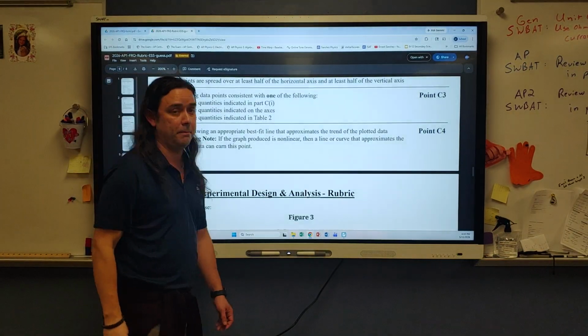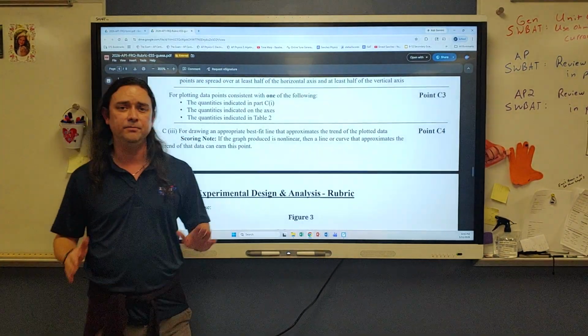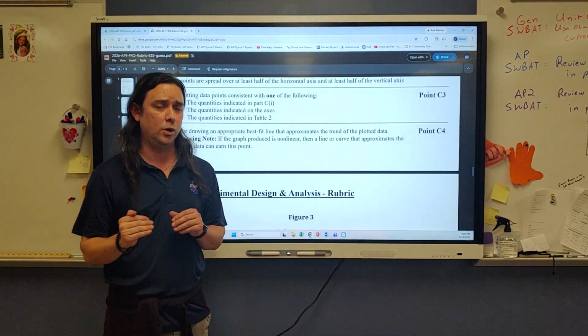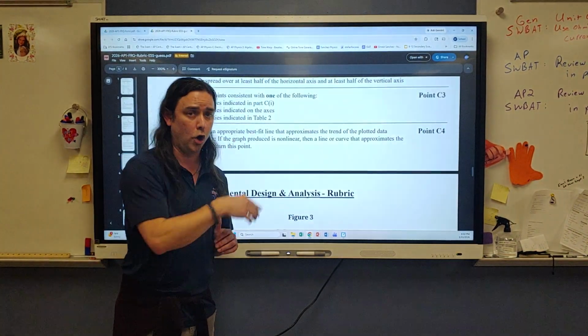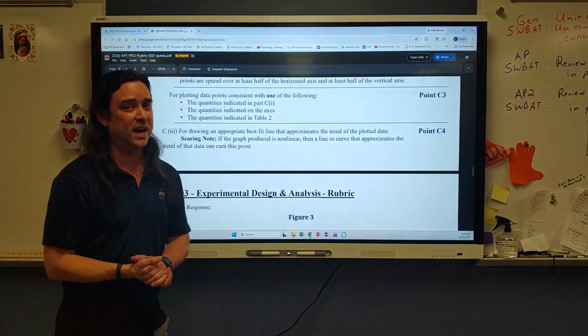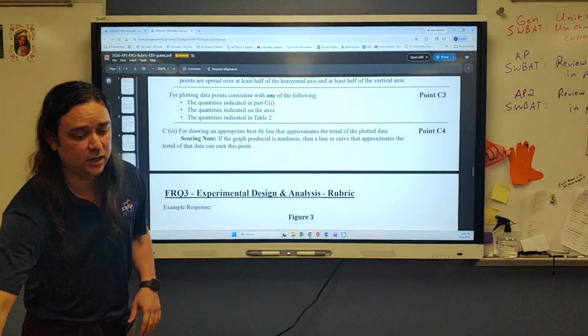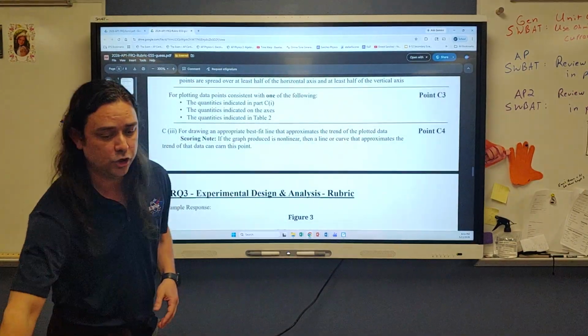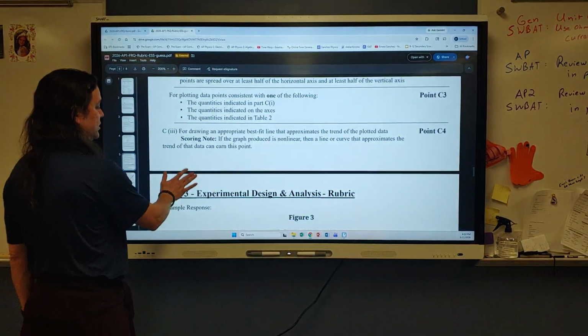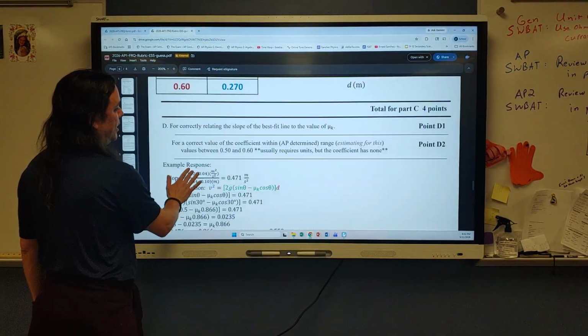The fourth point is for drawing an appropriate best fit line that approximates the data. I remind my students that unless you know that it's linear, if you see a distinct curve to it, draw a curved line. We're looking for you to best match that data. If you're convinced that it is going to be linear, then definitely use your ruler. Again, the chief reader has told us to emphasize using a ruler. Okay, here was my example on that.